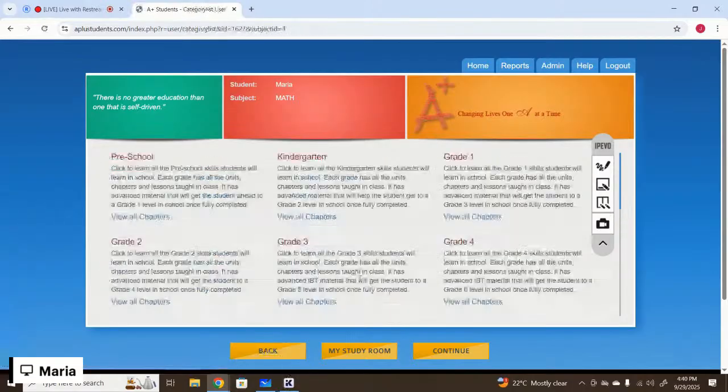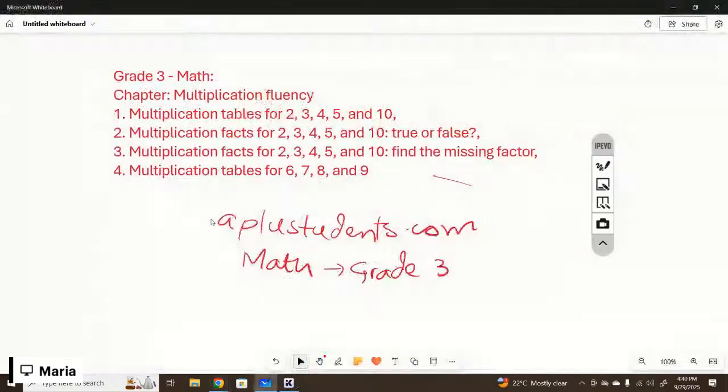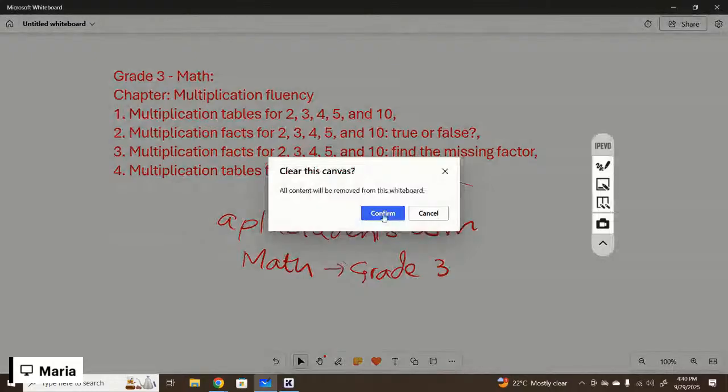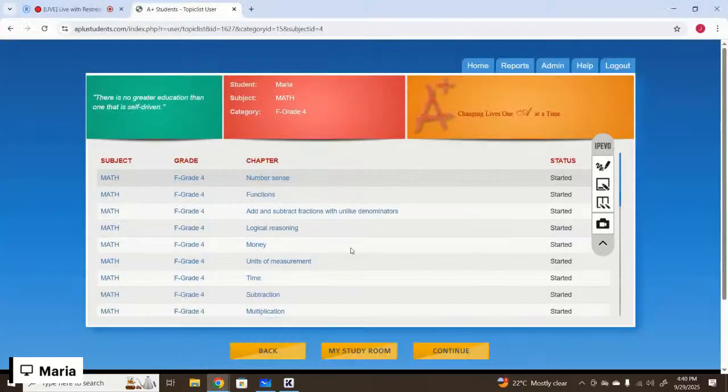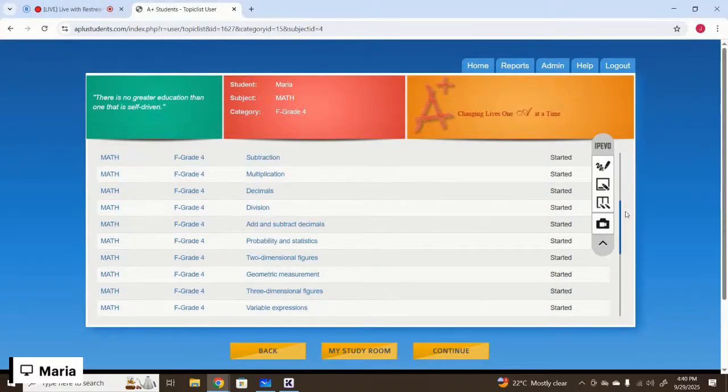The lessons we have covered today are multiplication tables for 2, 3, 4, 5, and 10. Multiplication facts for 2, 3, 4, 5, and 10 true and false. Multiplication facts for 2, 3, 4, 5, and 10 find a missing factor. Multiplication tables for 6, 7, 8 and 9. So please make sure before the next session you complete all the practice questions for the lessons we just did. That is your homework until next session.